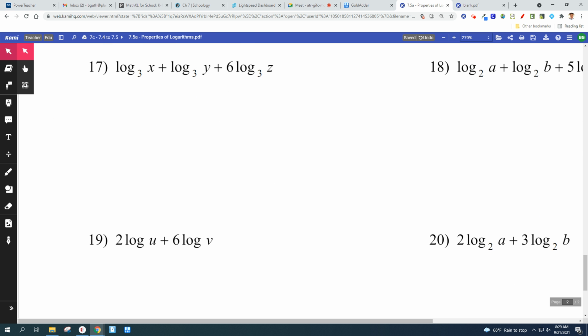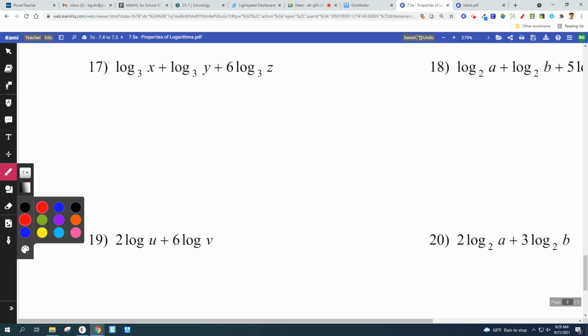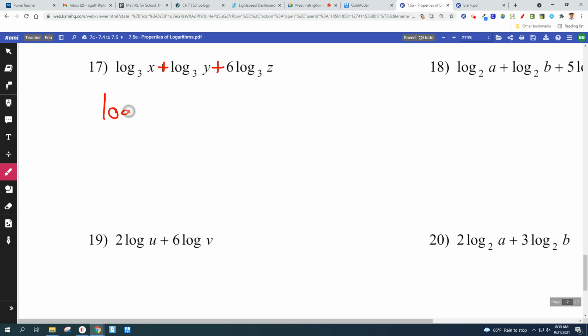So number 17 looks really complicated, right? That's a big logarithm, and we've got to do a couple of things. So I see some pluses, and I know pluses are going to change into multiplication. So I'm going to have log base 3 of x times y times, so yeah, what's going to happen with that 6?